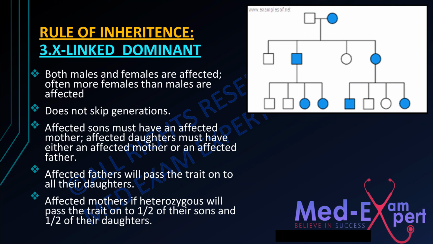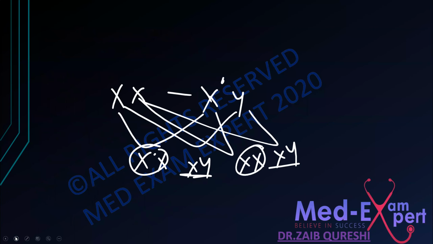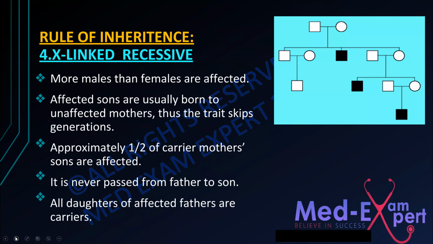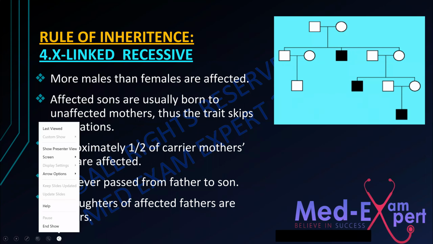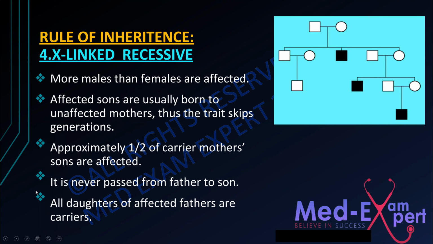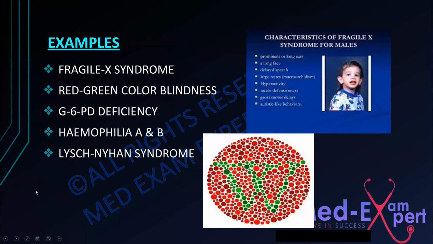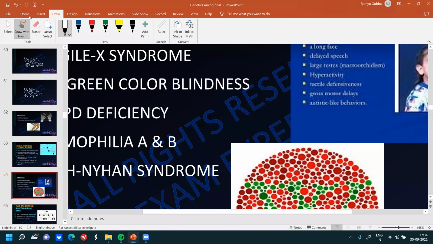Next, coming to the X-linked recessive. So always remember, in recessive, the parents need not have the disease. It can skip generations. And X-linked recessive will be seen more often in males, and females usually tend to be carriers. Let us understand that also, how.